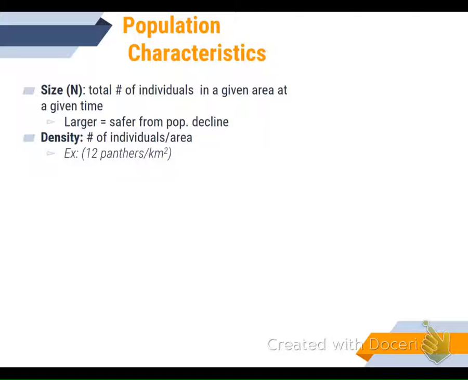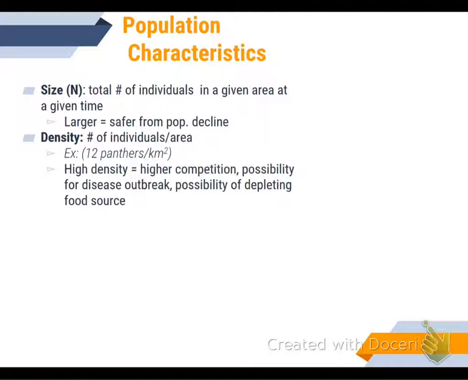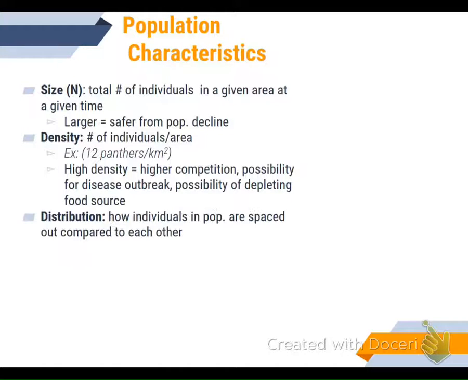How dense are the critters? For example, if you have panthers, they need a large area, for example, 12 of them per square kilometer. If it were mice, however, it would probably be 1,200 per square kilometer. With high density, there's more competition, possibility for disease outbreak because they're not wearing their masks, and possibility of depleting the food resources, especially with that many mice.